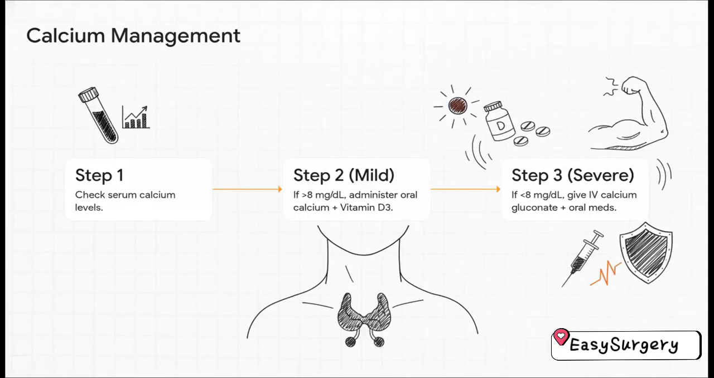Reversing this dangerous hypocalcemia is all about aggressive monitoring. Once you catch those early signs, check the serum calcium. If it's hovering just above 8 milligrams per deciliter, you can usually manage it with oral calcium and vitamin D3. But if they're having major symptoms like those severe spasms, or if their levels dip dangerously below 8, you have to immediately step up and push IV calcium gluconate to stabilize that neural.